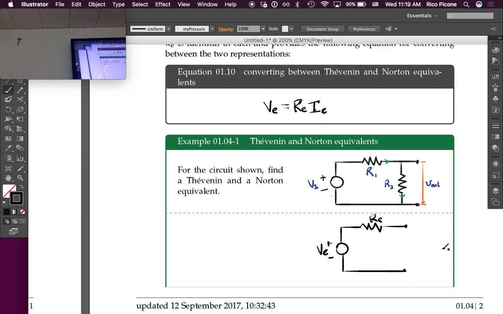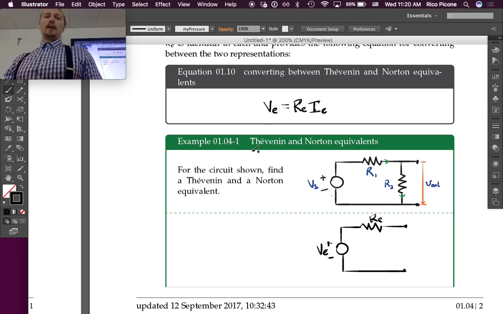So, does anybody want to start us out finding RE? What are the steps that we need to take? Yeah, we gotta set the source equal to 0, right? And it's a voltage source. So how do we set it equal to 0? Oh, or short. We replace it with a short, right?